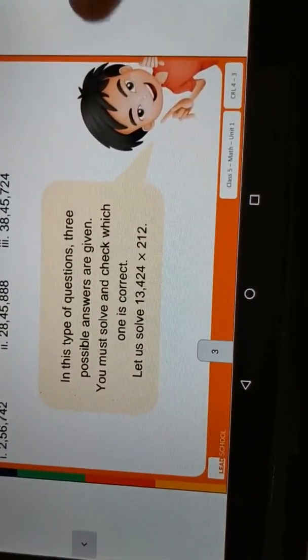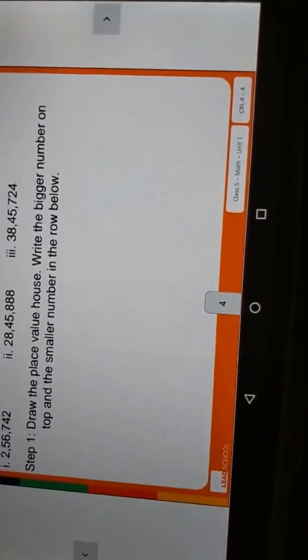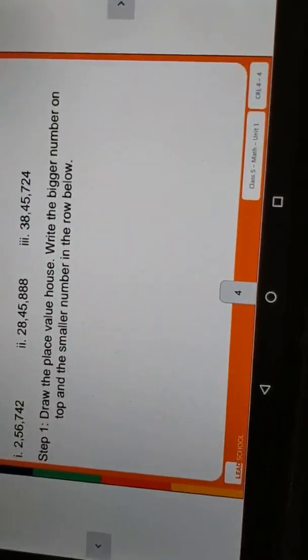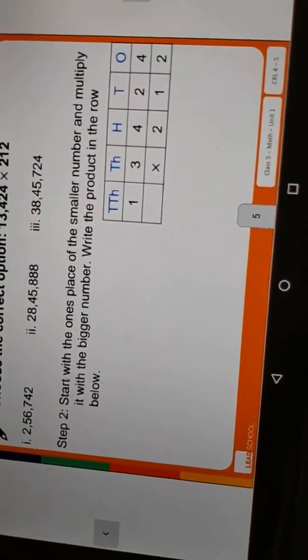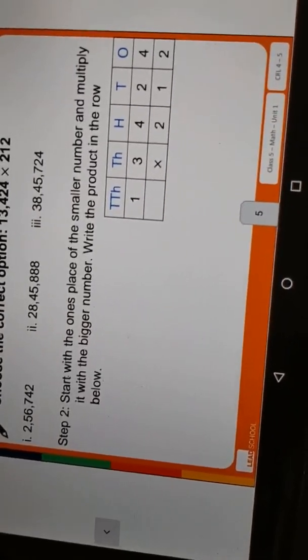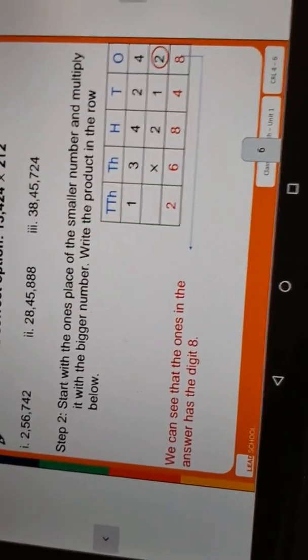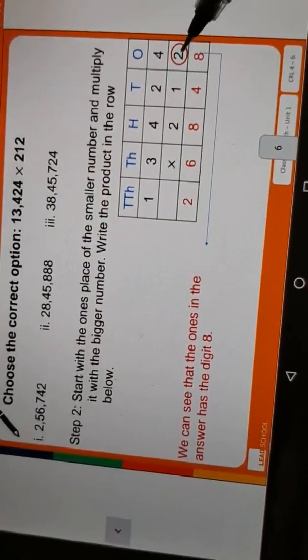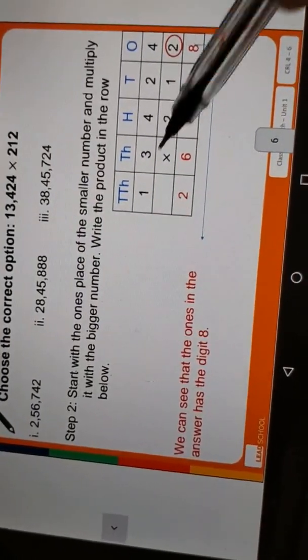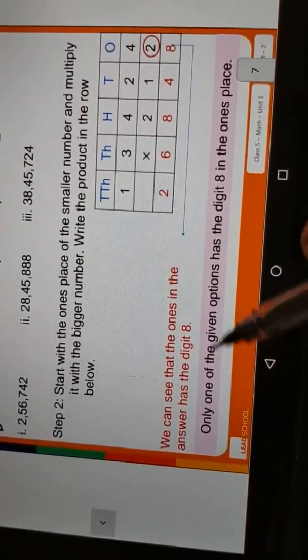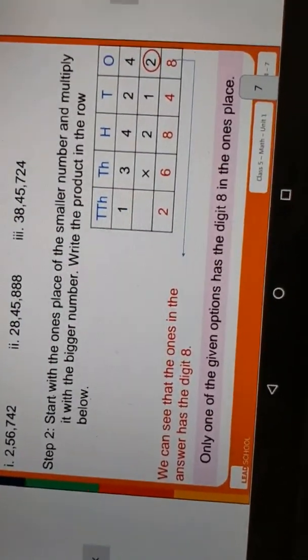Let's solve it. First of all, we have to draw the place value house and then write the bigger number on the top and the smaller number in the row below. 13,424 into 212. Then we have to multiply by 2. 2 4s are 8, 2 2s are 4, 2 4s are 8, 2 3s are 6, 2 1s are 2. So we can see that the ones digit in the answer is 8.